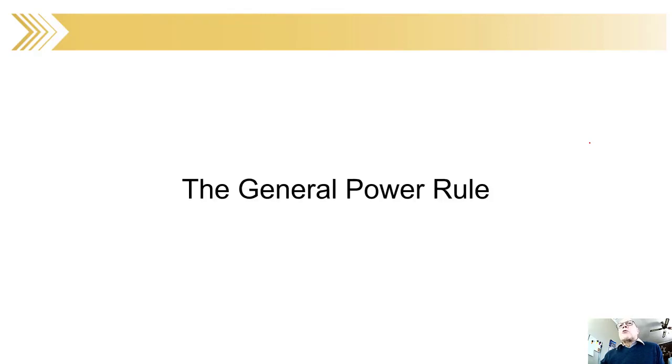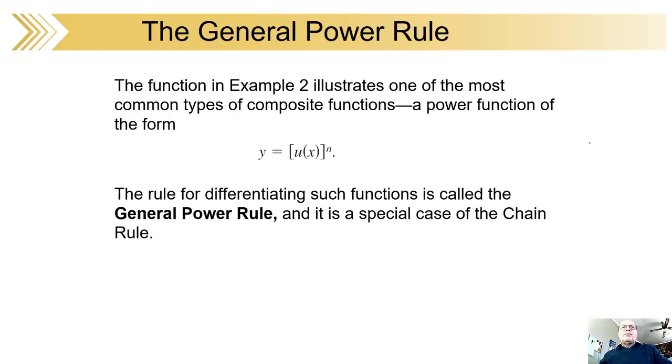The general power rule. Notice it's a special case of the chain rule. You've got a function inside, so you're going to bring that n outside, leave this alone, reduce this n by 1, and then you'll take the derivative of u with respect to x.